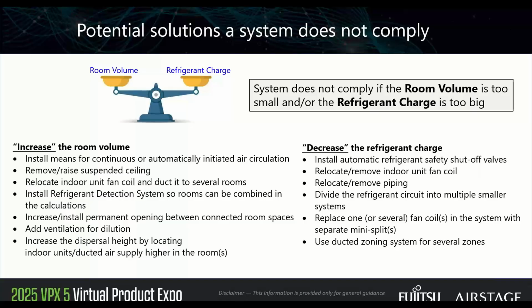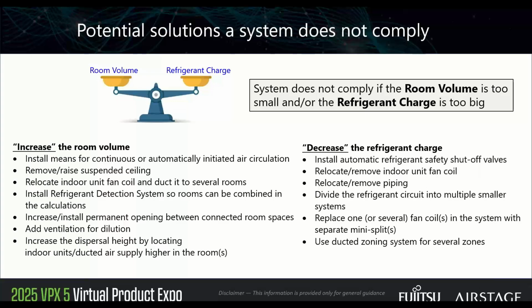Relocate indoor unit fan coils or even piping. Put in an RDS, then you can combine several rooms. We have seen how that can be done. Then have a permanent opening between connected rooms as well, and ventilation with dilution. You saw in my 3C calculator how that can be done.